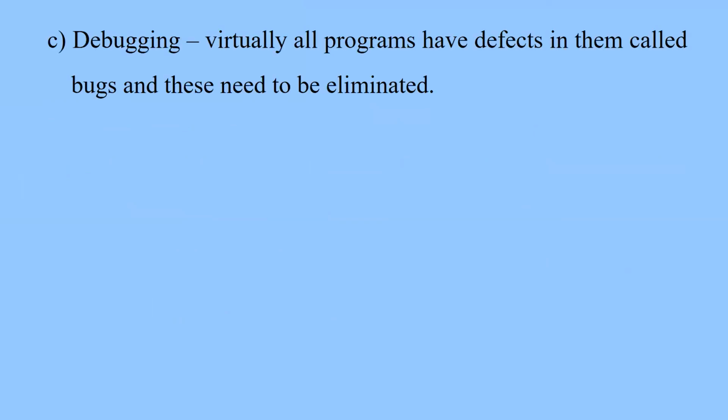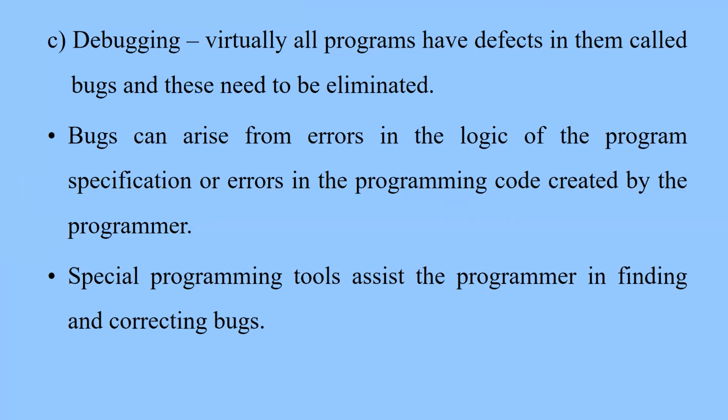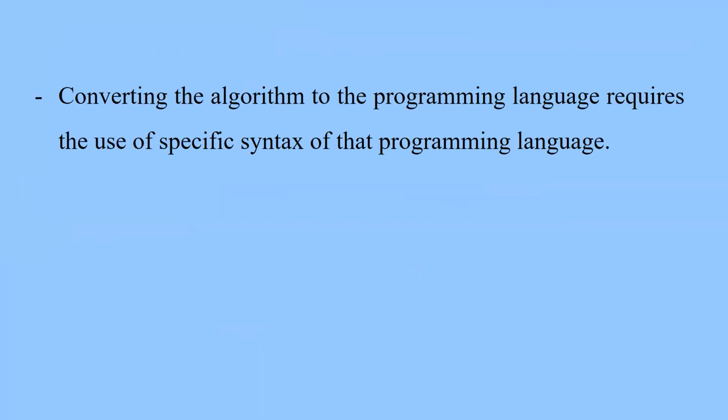Number three, ensure that as you write your code, it has no defects. And if such defects arise, then there's a way of eliminating them. That is debugging. Bugs can arise from errors in the logic of the program specification or errors in the programming code created by the programmer. Special programming tools assist the programmer in finding and correcting bugs.